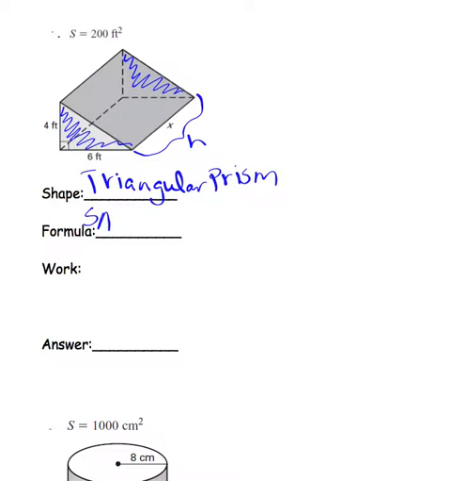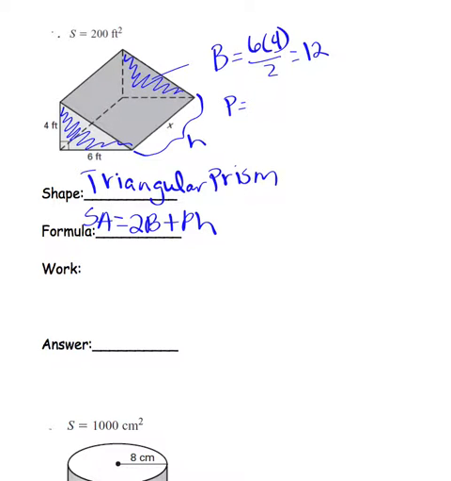Surface area is 2 times the area of the base plus the perimeter of the base times the height. So let's calculate some stuff with our base. The area of the base, being a triangle, is going to be 6 times 4 divided by 2. Remember, base times height divided by 2 for the triangle. So that will be 12. So B is 12. And then we need the perimeter of the base.